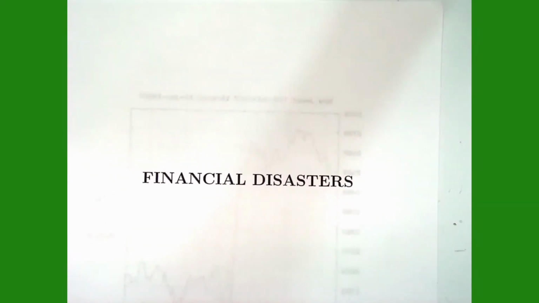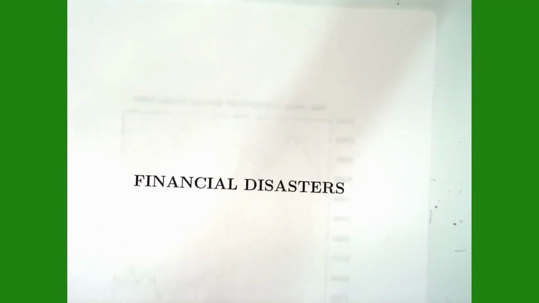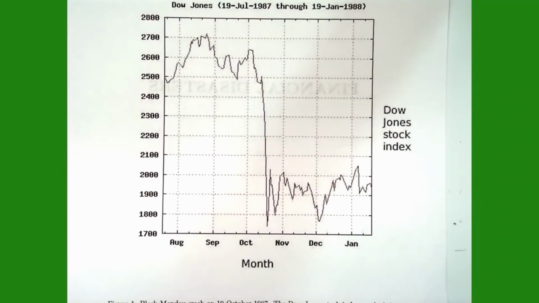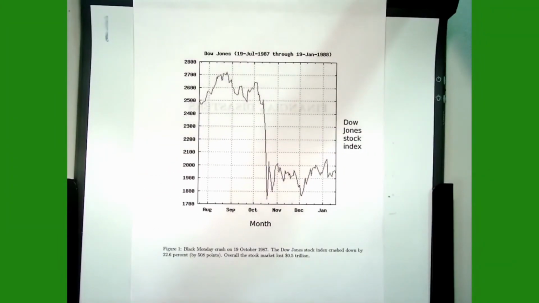All right, now let me show you some of the financial disasters that have occurred in my lifetime and in your lifetime. So let's start with this one here. I don't know if you can see this clearly. Let me see. Okay, here we go. This is the Black Monday crash on the 19th of October 1987. As you can see, the Dow Jones index crashed from about 2,500 down to 1,900. So it's a big decline in the stock index on the day of 19th of October 87. And the stock market lost about $500 billion on that day.